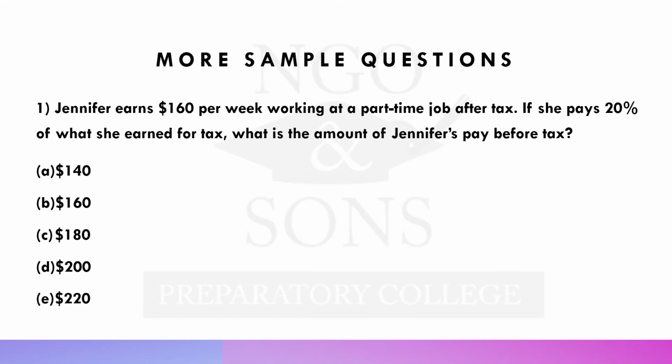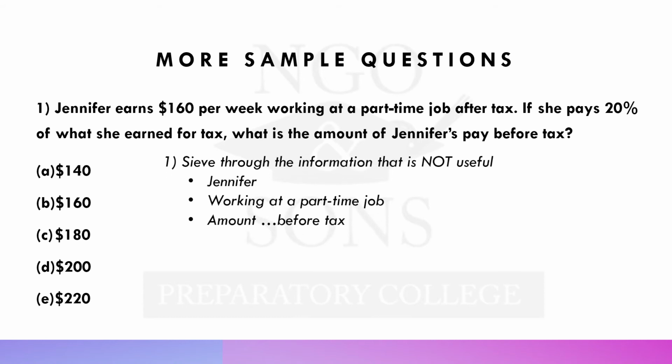The first step is to sift through the information that is not useful. Often in mathematical reasoning questions, they will provide superfluous information that is not necessary to solving the question. It is then up to the student to sift through this information and remove them. In this question, the unhelpful pieces of information include Jennifer, working at a part-time job, and amount before tax.